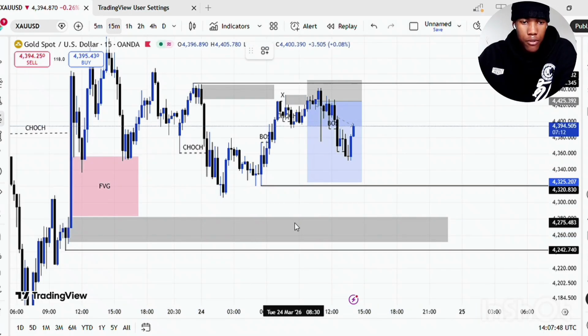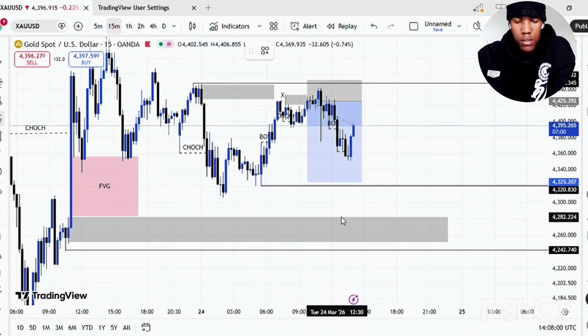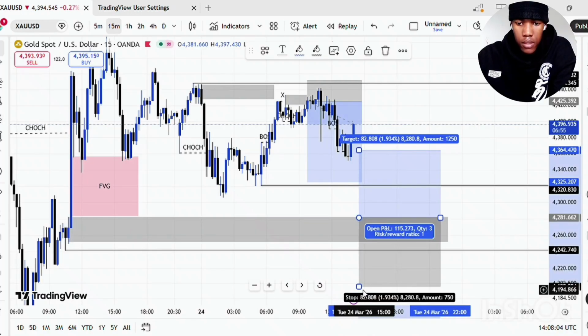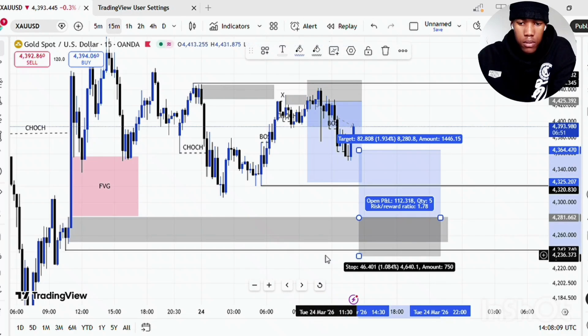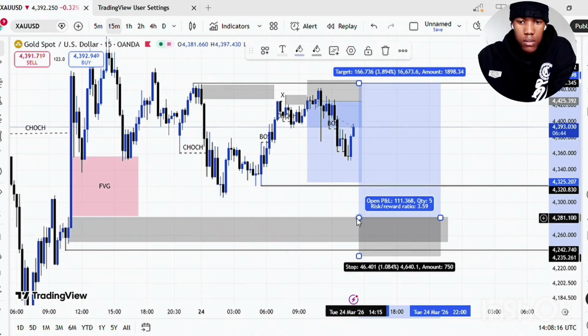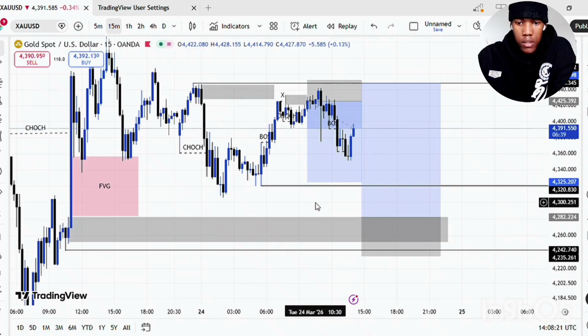So if the market gets here into my point of interest, I'm gonna drop down to the 15-minute time frame to wait for the confirmation. And if I have a good confirmation, I'm gonna enter like that, and then I'm gonna place my stop loss all the way below this last week rejection, and I'm gonna take my take profits all the way up there. So this is the scenario in XAU. This is what I'm actually waiting for.